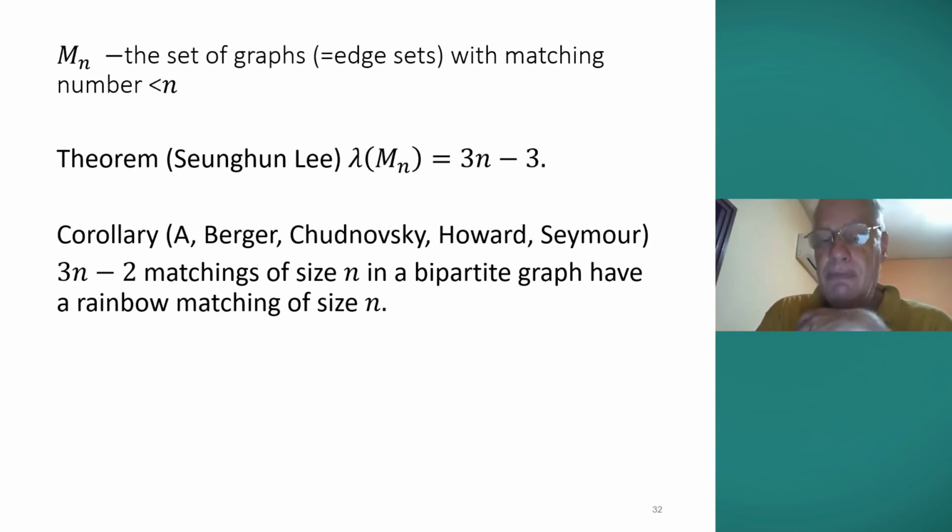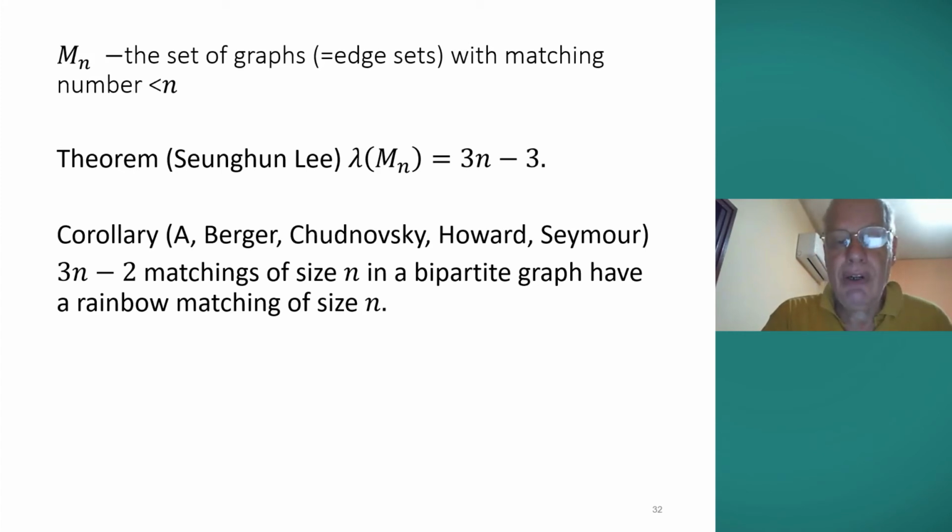So let's practice Kalai-Meshulam again. What does Kalai-Meshulam say? If you have one more set, so 3n minus 2 sets that do not belong to Mn. What does not belonging to Mn mean? They contain a matching of size n. So 3n minus 2 matchings of size n have a rainbow matching of size n, namely a rainbow set not belonging to the complex, namely not having a matching of size n.